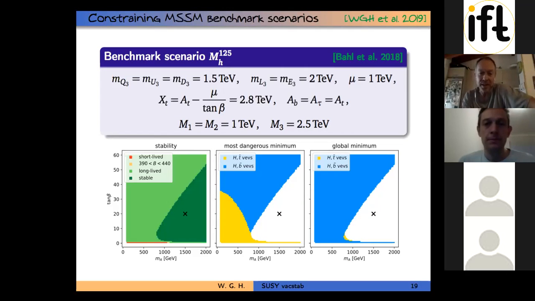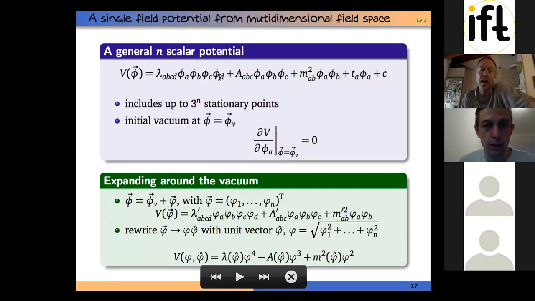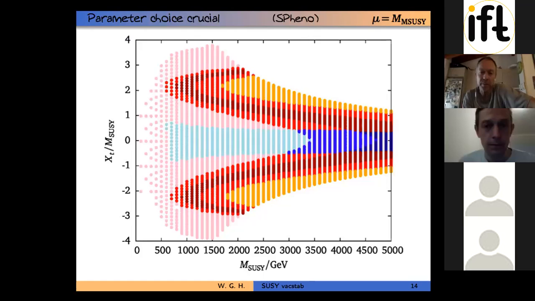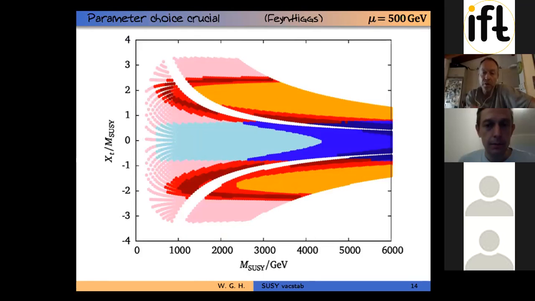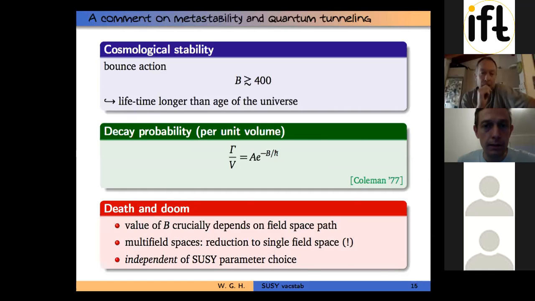So when you were analyzing the MSSM before, you said that roughly the absolute value of xt should be smaller than MSUSY, or xt over MSUSY should be smaller than 1. Here we have larger SUSY masses. It was for 1 TeV, yeah. I have to look into the paper for what tangent beta and all these things were.